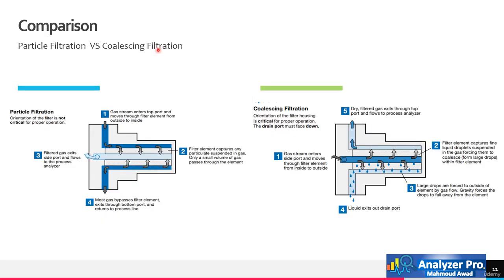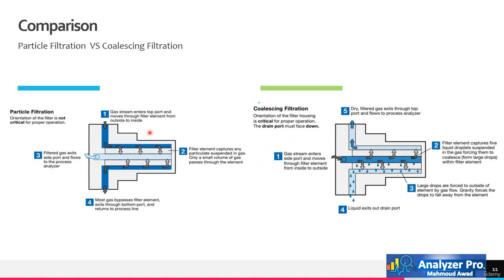To better understand the difference between particle filtration and coalescing filtration, let us check this comparison. First, the orientation. In particulate filtration, orientation of the filter is not critical for proper operation, while in a coalescing filter, orientation of the filter housing is critical for proper operation. The drain port must face down to allow liquid to drain from the drain port. The second point is the input port and the direction of flow in the filter element.